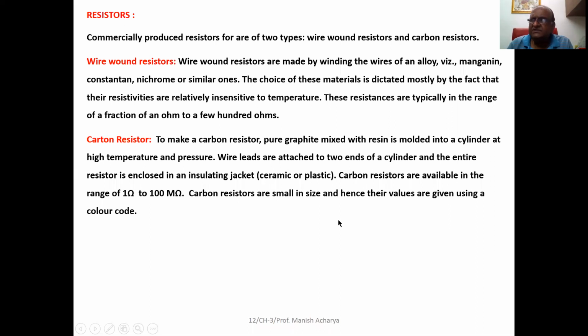These carbon resistors are very cost effective, very cheap. Their size is also very small. To calculate the value of a carbon resistor, a color code is used. Now, let's discuss it.